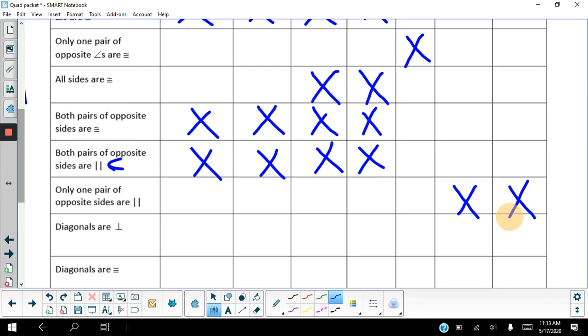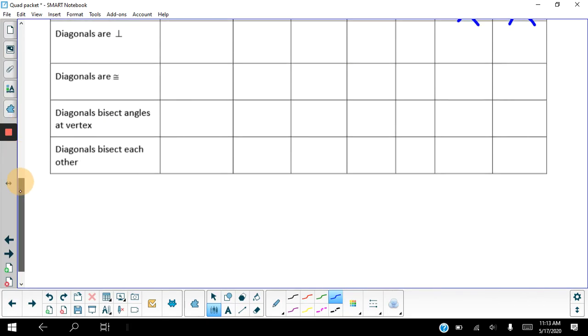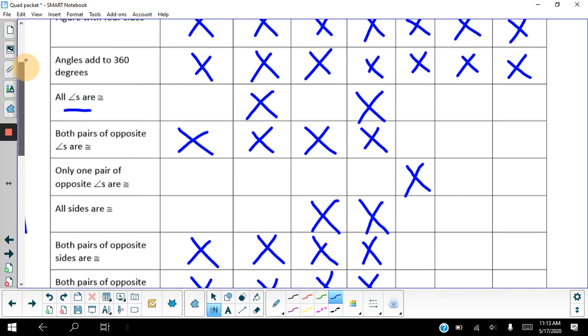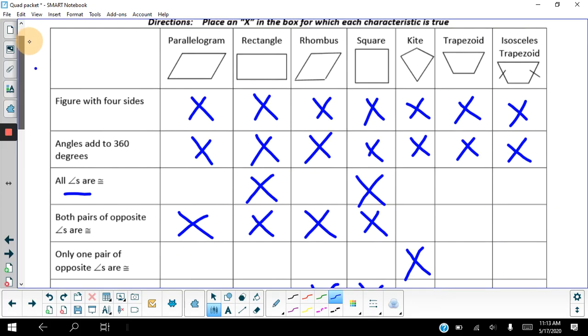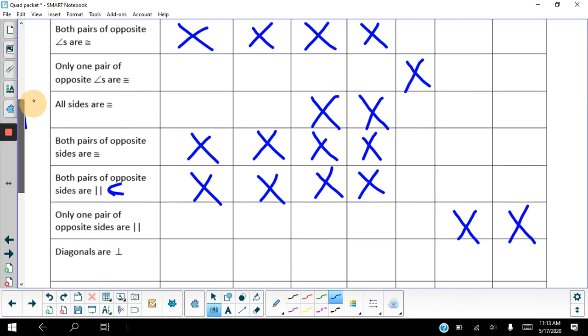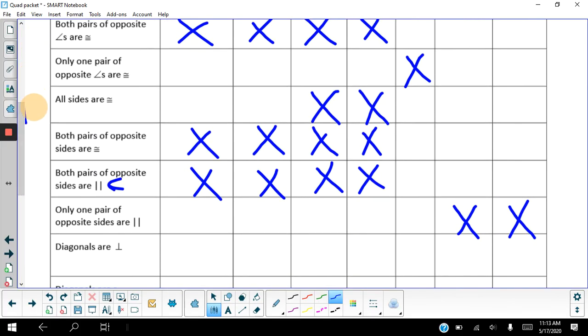Okay, diagonals are, that little upside down T stands for perpendicular. So diagonals are perpendicular. That's true in a rhombus, and it is true in a square, and it's also true in a kite. So rhombus, square, kite.